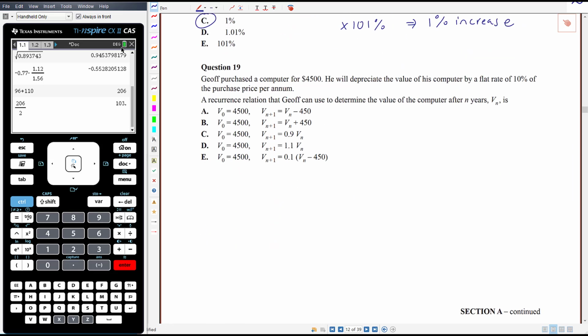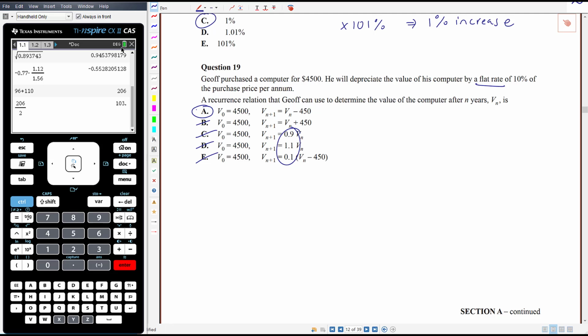Okay, question 19. Jeff purchased a computer for $4,500. He will depreciate the value of his computer by a flat rate of 10% of the purchase price per annum. A recurrence relation that Jeff can use to determine the value of the computer after n years, Vn, is. Okay, so it's flat rate depreciation, which means we simply subtract a fixed amount every year. So immediately I can ignore C, D and E, where there's clearly some kind of percentage change happening from year to year.